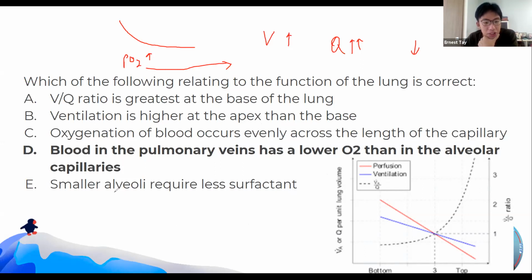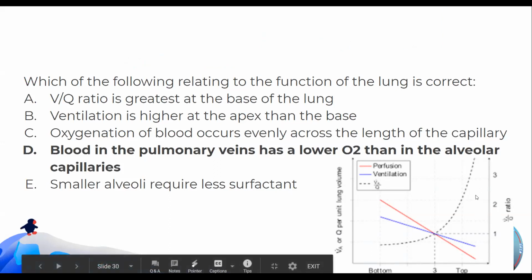As for alveoli, it's not less surfactant. The surfactant actually remains the same, ironically. It's actually an increased concentration of surfactant. So the smaller alveoli are generally a bit more patent than the larger ones. But yeah, just a rare fact.